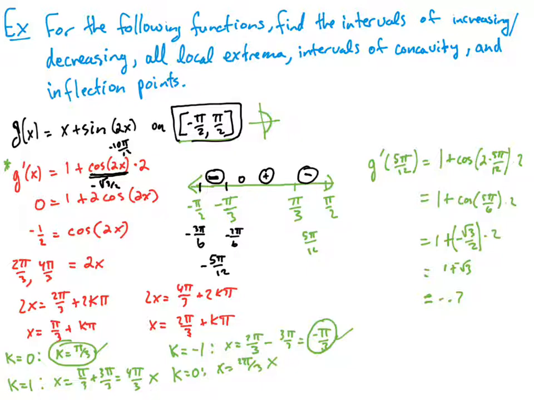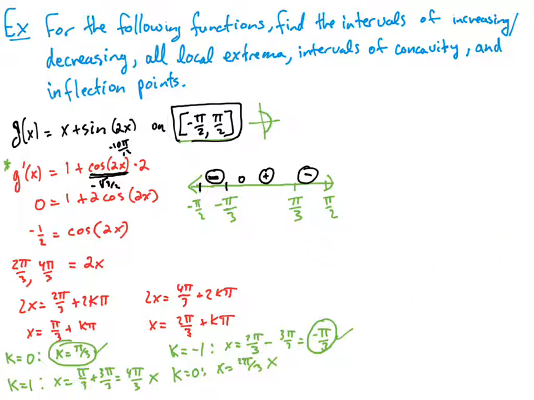Okay, so a little tedious to find where those intervals are positive and negative. Let me clean up the workspace here. We'll keep what's important, and then we'll look at the second derivative. All right, so we're going to start with the first derivative, which was g prime of x is equal to 1 plus cosine of 2x times 2. I want to take the second derivative of this. Derivative of 1 is just 0.